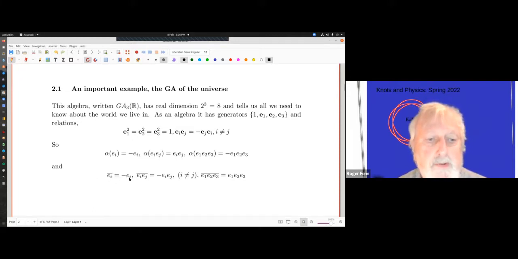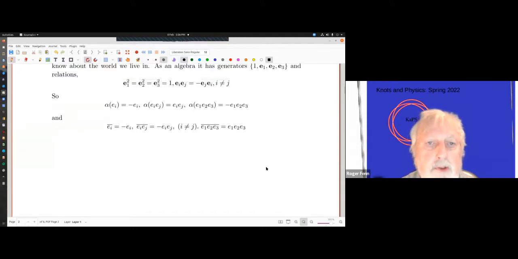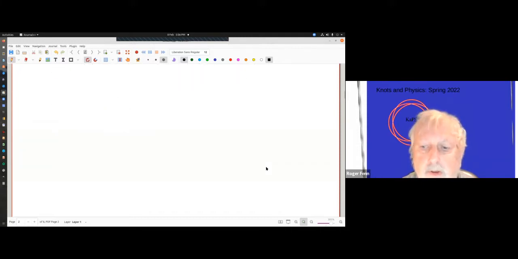E_i bar is minus E_i. E_i E_j bar is minus E_i E_j. E1E2E3 bar is E1E2E3. So that's all you need to know for now. But we've got to interpret those generators.